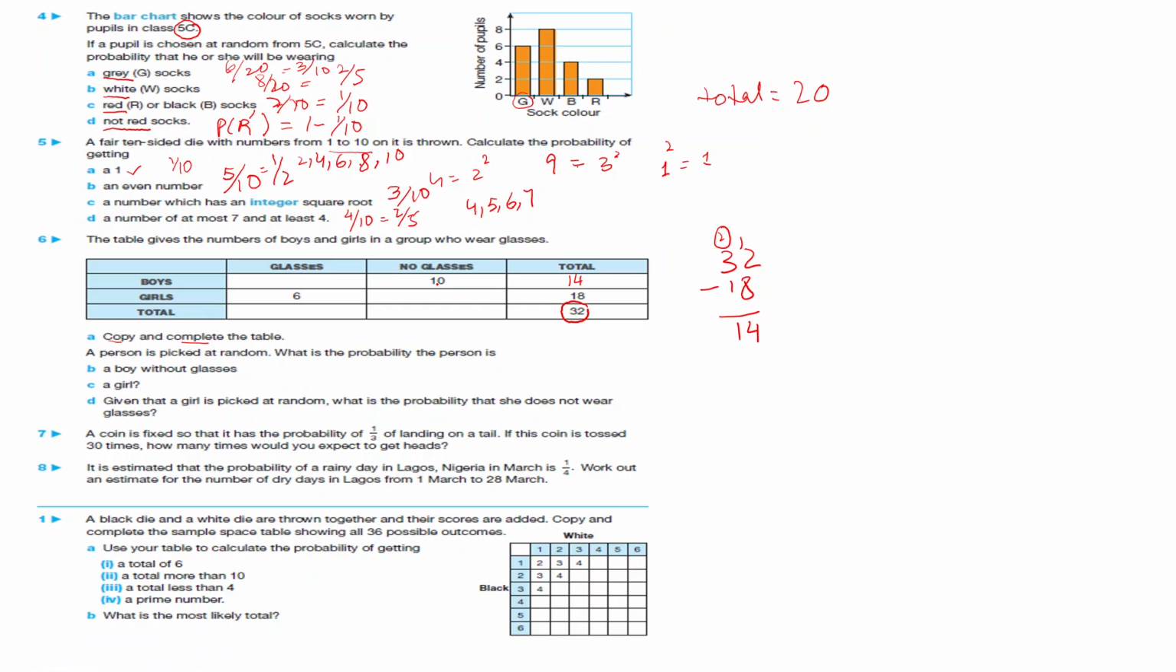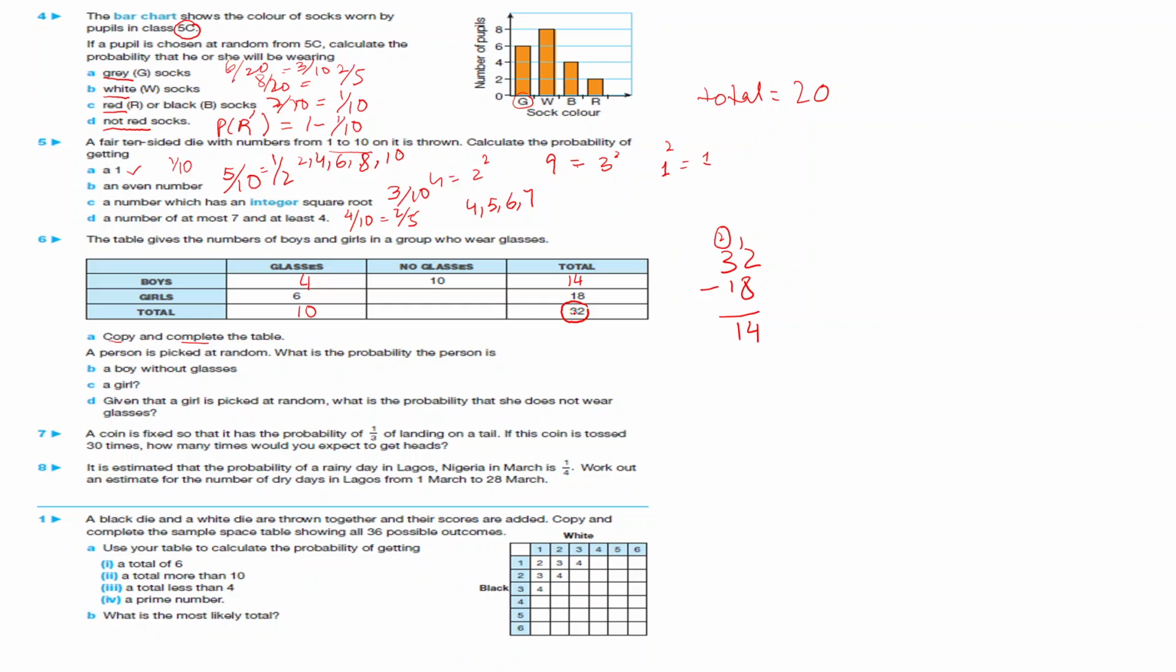So if there are 14 boys, 10 are with no glasses. So how many should be with glasses? Those should be 4, because 10 plus 4 makes 14, right? So now you see here the number of students with glasses is 6 plus 4, 10. So now this makes our work a little easier.